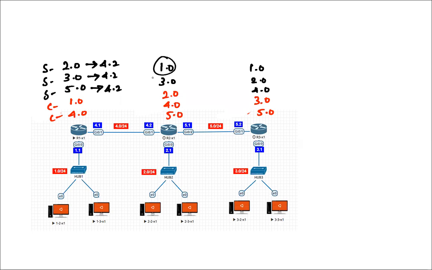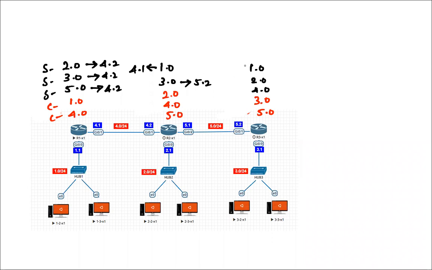We'll just finish it quick. So what is the next hop IP for 1.0? You have 1.0 over here, no? So from router 2, 1.0 can be reached via 4.1. And 3.0 can be reached via 5.2. Okay, very good.